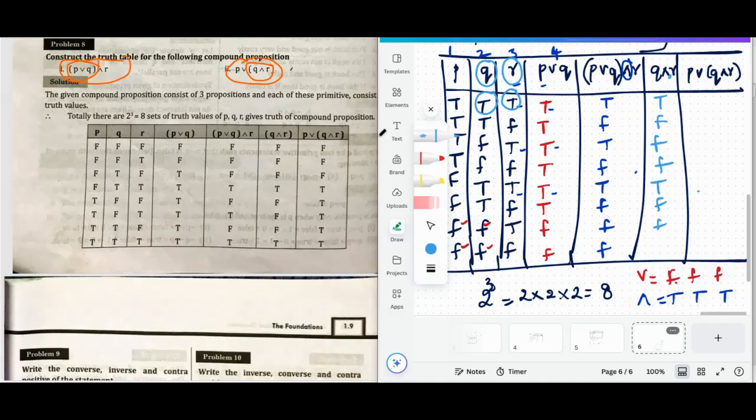The remaining all values will be false. Wherever we have T and T it is T. So it is T F F F. Then we'll move on with the next one. We have P or Q and R. Then we'll be proving it for and.